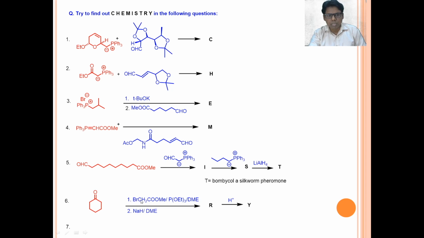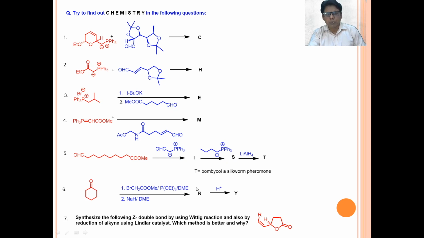Likewise, another example here, there is no mention of any halide as such. You have to prepare halide out of this and then react with this and get the product R, which upon hydrolysis gets another product Y, that you have to find out. And at the end, I have given a very important example: synthesis of this product carries a double bond which is in Z configuration, and it has to be synthesized using Wittig reaction and using a Lindlar catalyst. The question is which method is better and why, that is to be told. In the next video lecture I'll give the answer for this, but I would expect all my students and everyone to try the answer for these reactions.